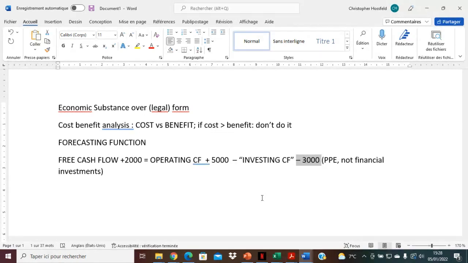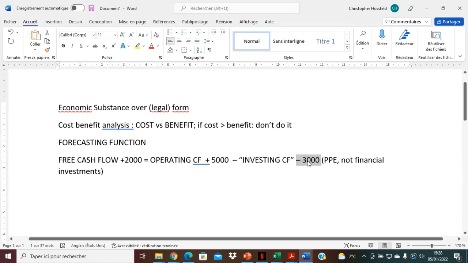Okay, and that makes a free cash flow that is positive. First of all, a positive free cash flow is a sign of financial independence from outside financing. Here in this situation, I don't need to go to see a bank in order to finance my investments because I can pay them on my own with the money I generate from my own business. Okay? So I don't need the banks. I'm independent from the banks.